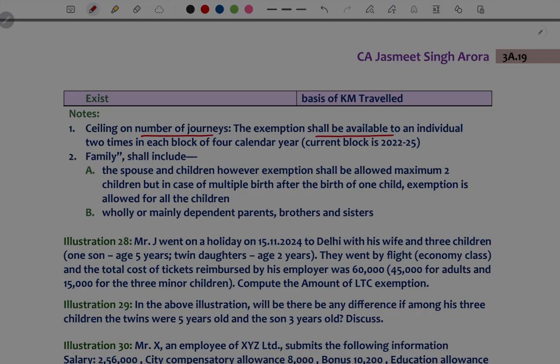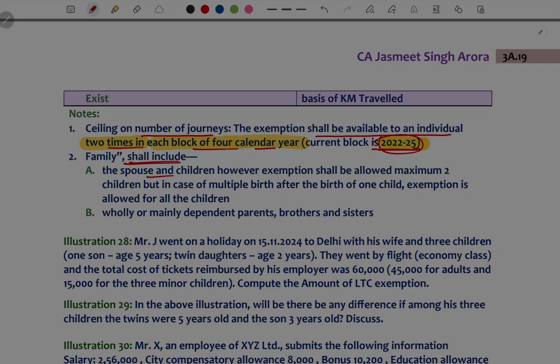Note the ceiling on the number of journeys. The exemption shall be available to an individual two times in each block of 4 calendar years. The current block is 2022-2025. It is declared by the government, so you cannot change that.